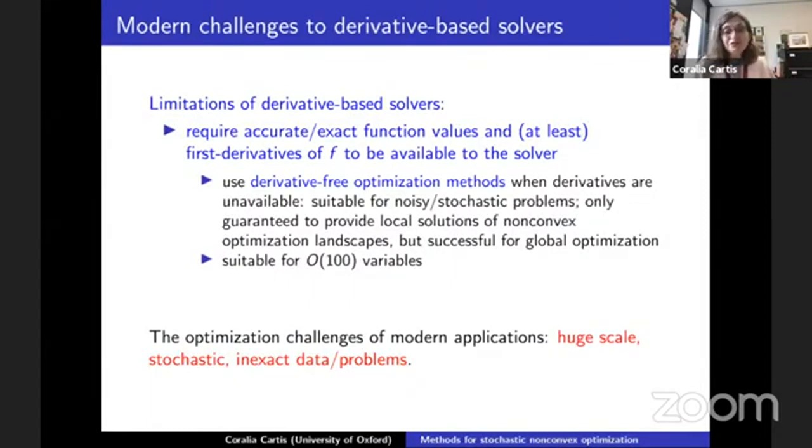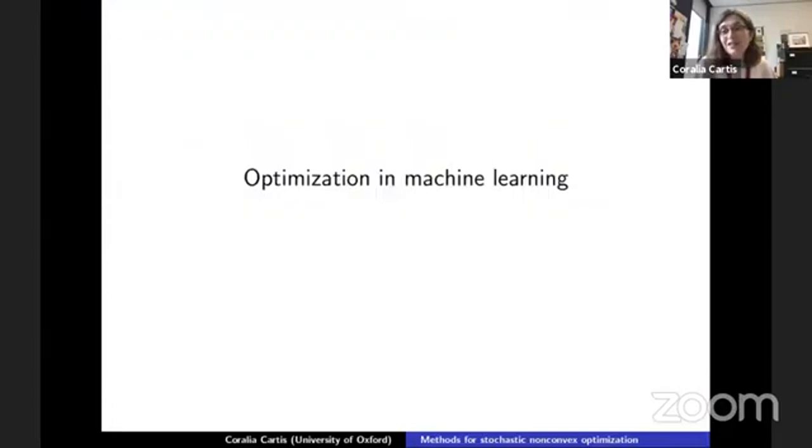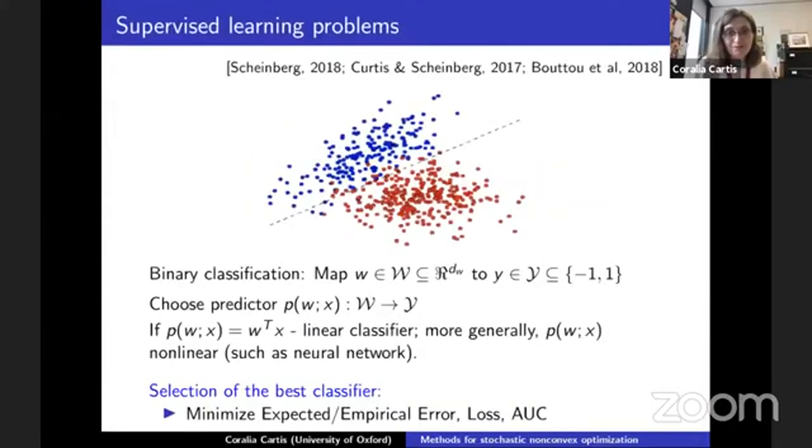So what do you do? What do you do if you have a huge scale problem, it's stochastic and you have inexact problem information? In particular, things like machine learning problems. What do you do? I don't want to spend a lot of time describing things that you are very familiar with. So basically, I will just mention simply, say supervised learning problems, where you have a set of data points and you want to label them in, say, two groups, and you want to find the best way to separate these two groups by finding a hyperplane.